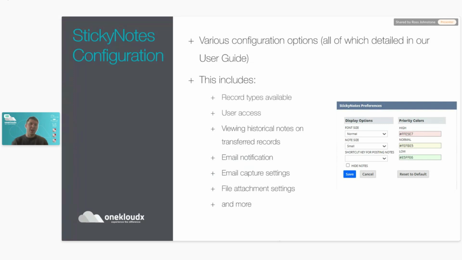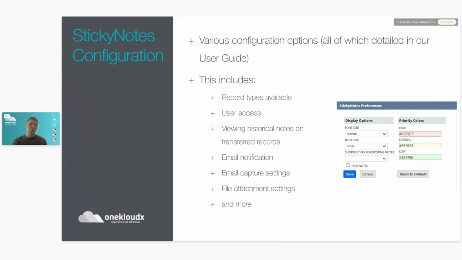But these configuration options include the types of records that you are setting sticky notes to be available for, the user access, whether that's across the full users within NetSuite or only specific roles, as well as further options around the email notification and email capture settings and the ability to attach files as well.